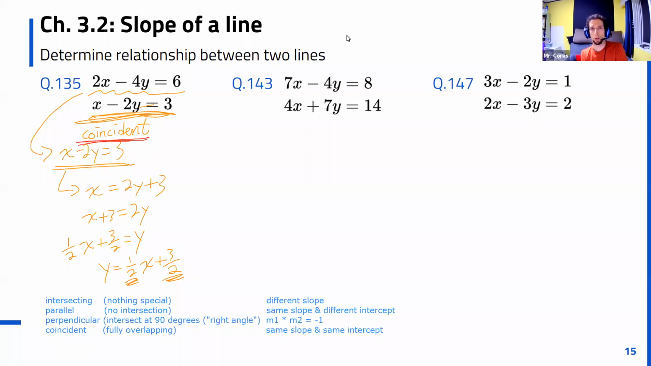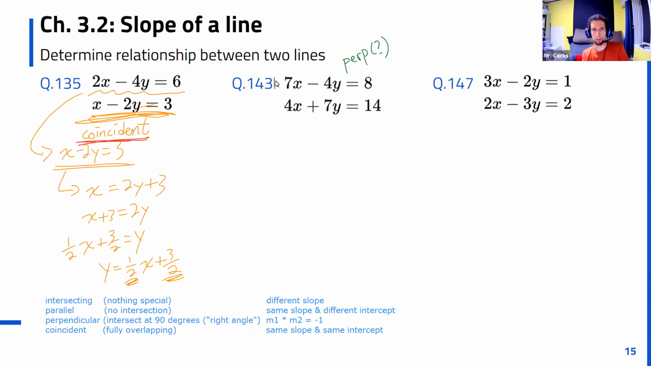For the second one, tell me what you think the relationship is, and then we'll see how we can check it. Perpendicular. Say perpendicular. Excuse me. So perpendicular, maybe. Let's check. What's our strategy? What's our method to check this? Convert them into slope intercept form first.